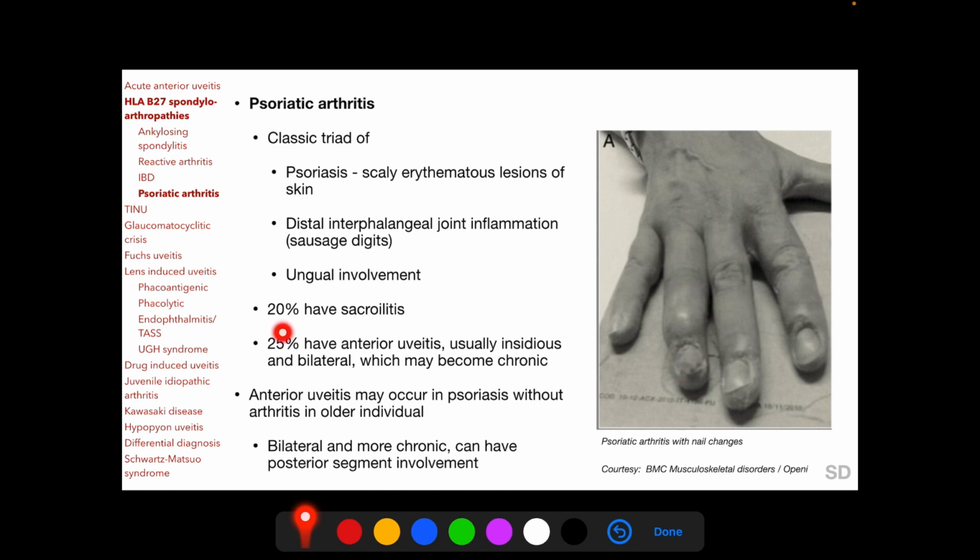20% of psoriatic arthritis patients have sacroiliitis, and 25% of psoriatic arthritis patients have anterior uveitis, which is usually insidious and bilateral and can become chronic. Anterior uveitis may occur with psoriasis without arthritis but in older individuals, and this presentation is more chronic as well as bilateral and can have posterior segment involvement.